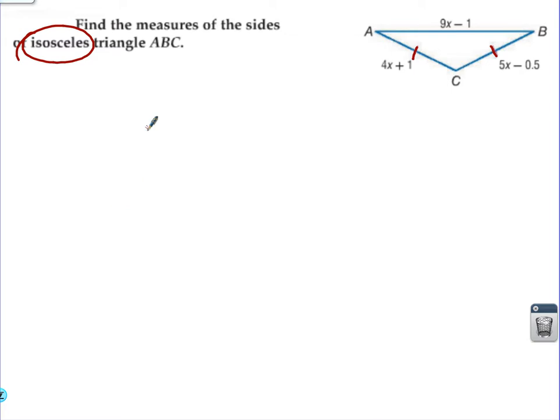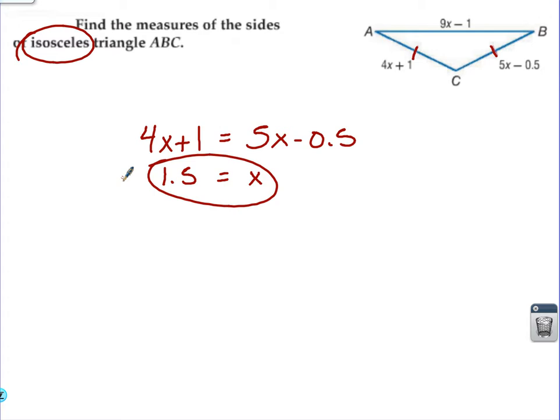Since we know it is isosceles, though, we do have a relationship between 4x plus 1 and what other side, Stephen? And we do know that those two sides are what? Because they are isosceles. That makes sense. So we know that 4x plus 1 would have to equal 5x minus 0.5. We solve it by subtracting 4x. We now have 1x. And adding 0.5, we get that x is 1.5.